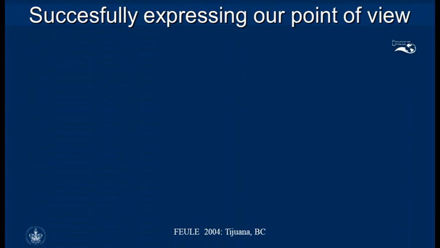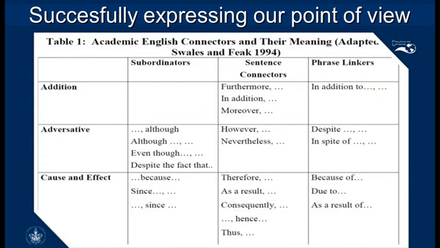Now, when you write academic texts, you need to go beyond the "so" and "also", and you must use what we call academic connectors. There are different kinds of connectors, like subordinators, sentence connectors, and phrase linkers, and they all have different functions and different meanings that we can use in order to express our point of view in a successful way. Let's look at some of them.